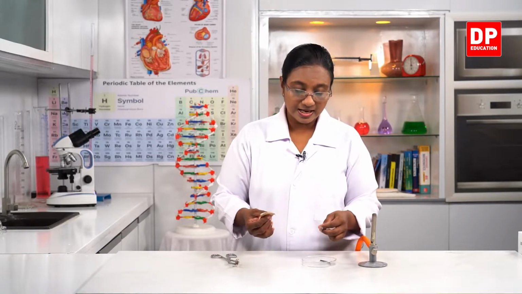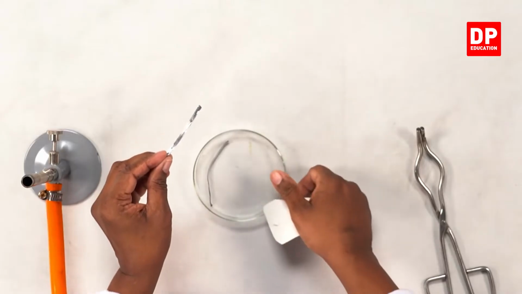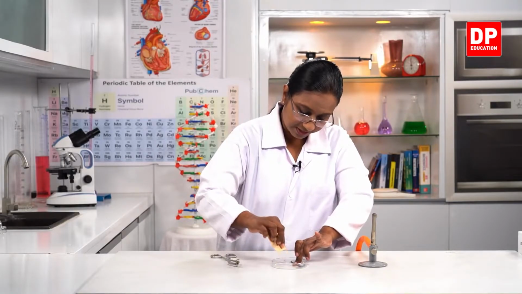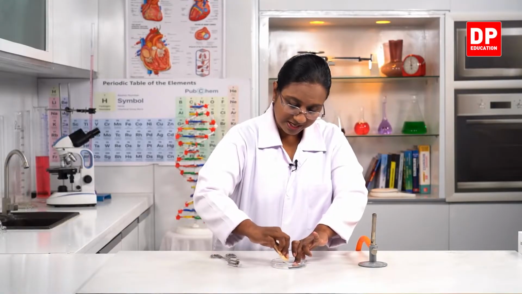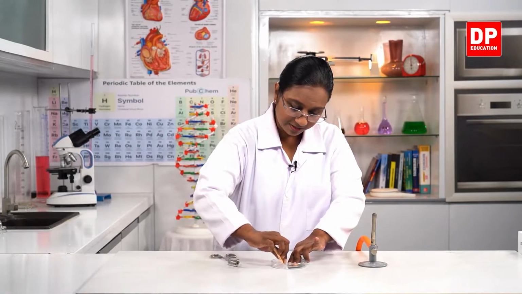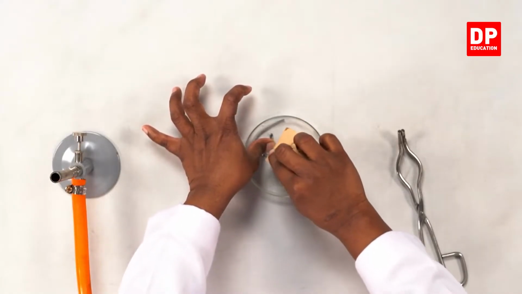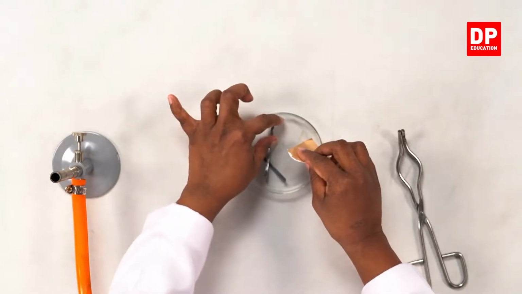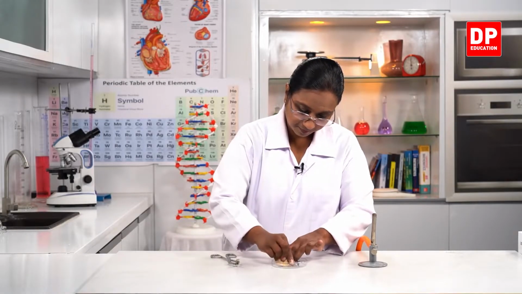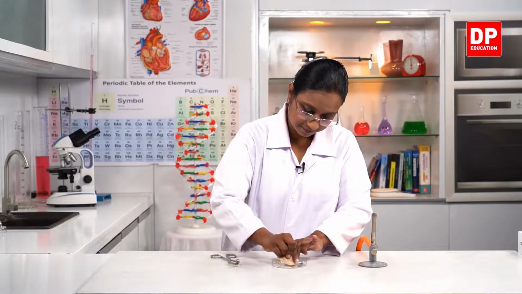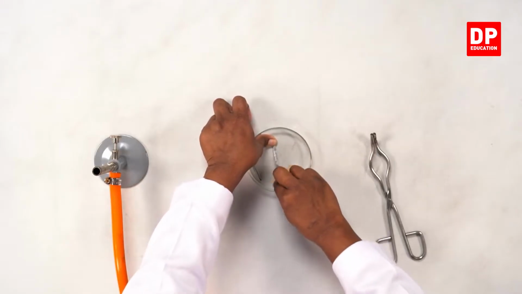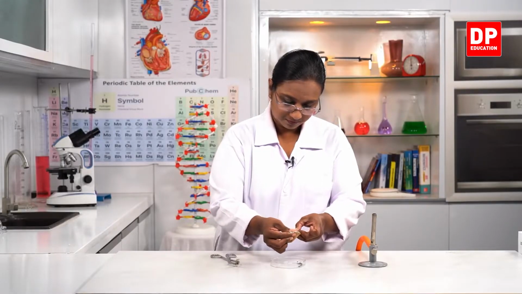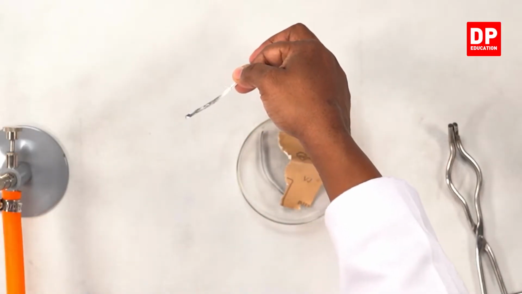Now I have cleaned it to a certain extent. Now in these areas you can see the shiny nature, but it has to be cleaned a little bit more. So if you just rub it with the sandpaper, the oxide layer that is over the magnesium strip will be removed. So before doing the activity, we need to clean it. Right. Now you can see the shiny magnesium strip.